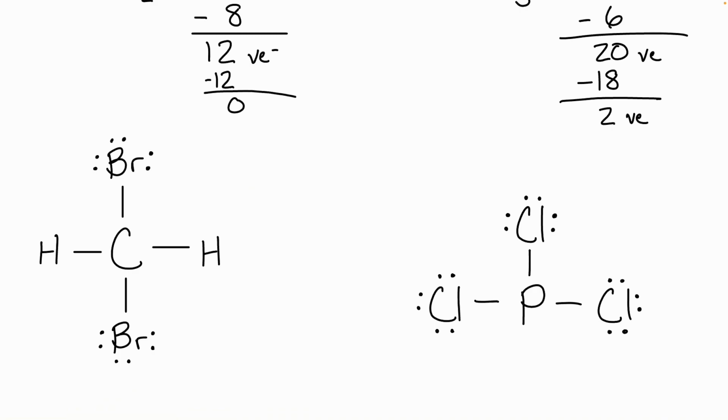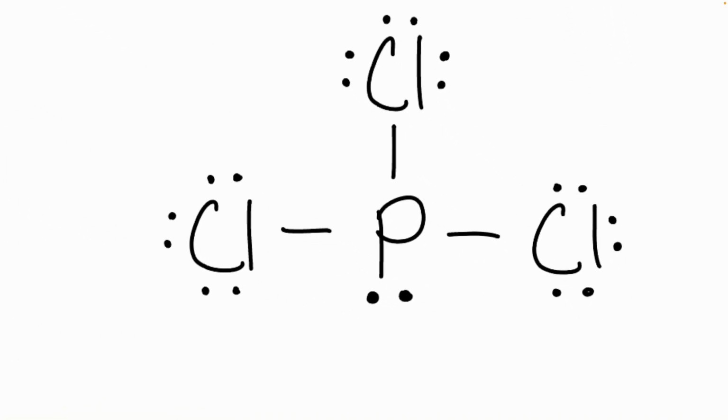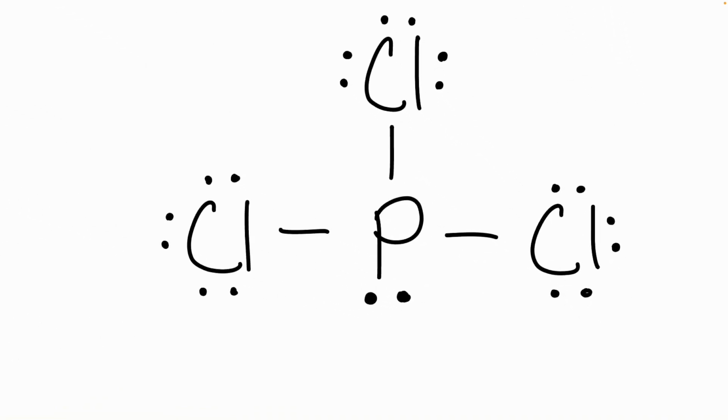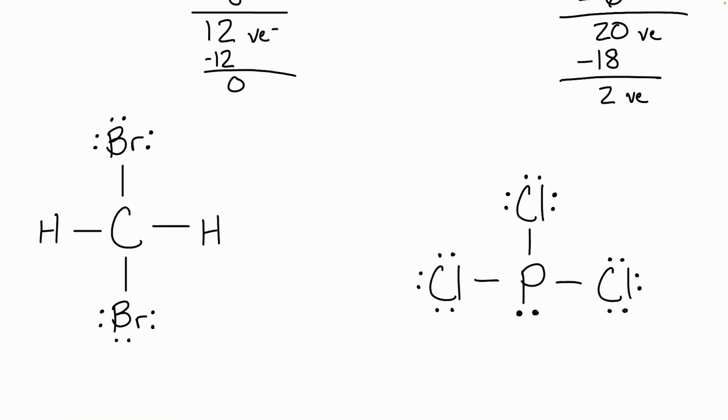Now I made sure that everybody on the outside was happy, but I still have these 2 electrons left over. Anything that's left over is going to go where? The central atom. So this lone pair here will go on that phosphorus atom. I'm going to make sure everybody's happy. I made sure the chlorines were happy with those 3 lone pairs. I need to make sure my phosphorus is happy. 2, 4, 6, and that lone pair brings it up to 8. So my phosphorus is happy, and now I've used up all my electrons.